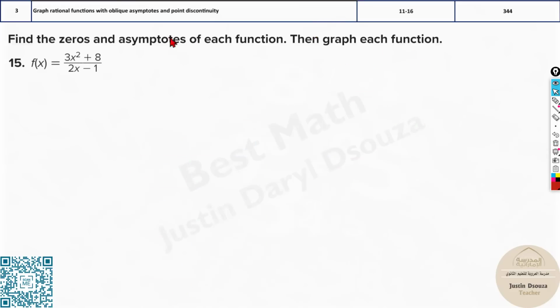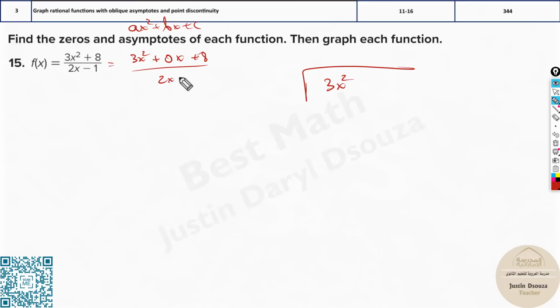Now the 15th, that is the penultimate problem in this topic. Same thing, but here there is an important thing when you solve for the oblique asymptote. When you do the long division, I'll directly jump over there. Don't write plus 8 directly. We must always have it in the standard form of ax squared plus bx plus c. Here you have 3x squared, but there is no x term. So it's 0x. Then we have 8. 8 is the constant term.